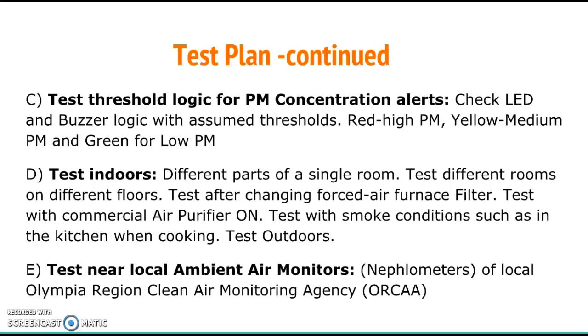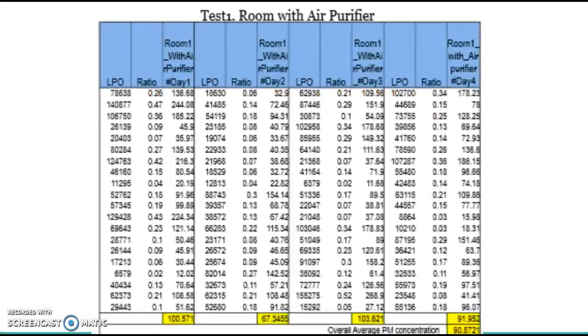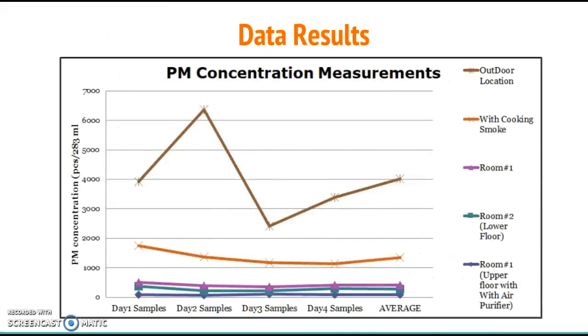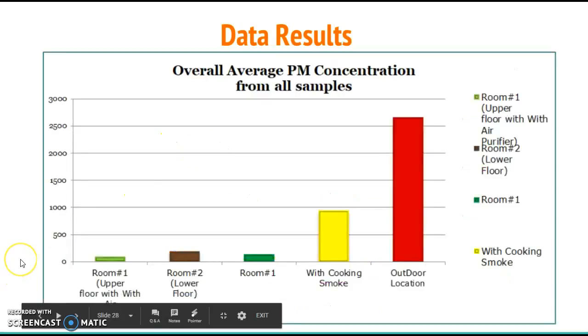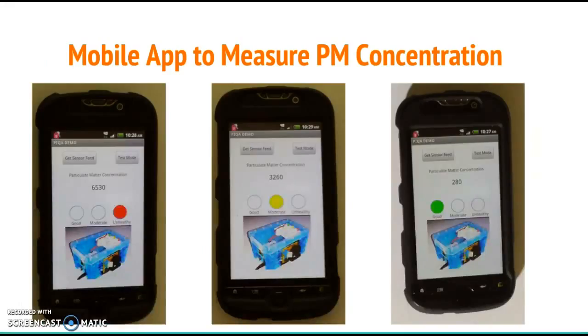And so for my test plan continued, I had to make sure the logic for the PM concentrations worked, and I wanted to test my device in different areas such as indoors as well as outdoors against nephelometers. And here are all my data results for each day that I took it. So I took it with an air purifier in the room, and then with smoke and an outdoor location. And here's all my data readings. And then as you can see, the outdoor location definitely had a higher PM concentration value reading, and the bar chart is red, which indicates a high reading of particulate matter concentration.